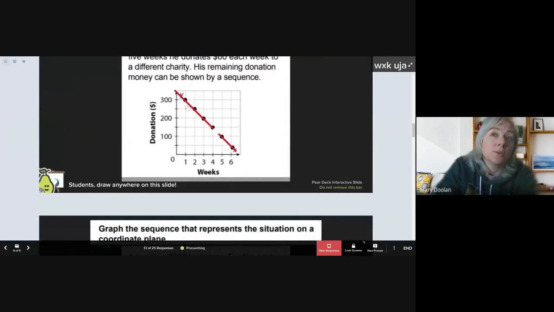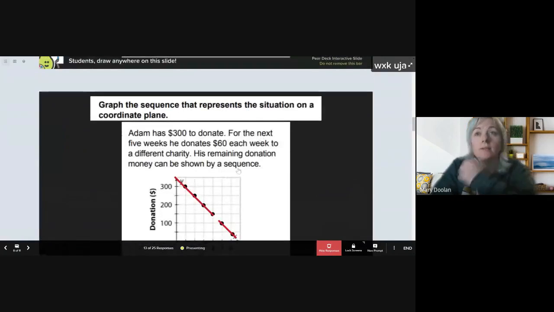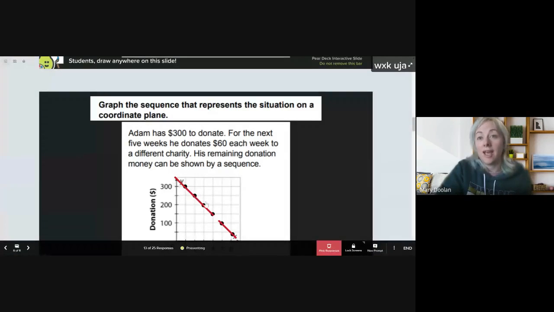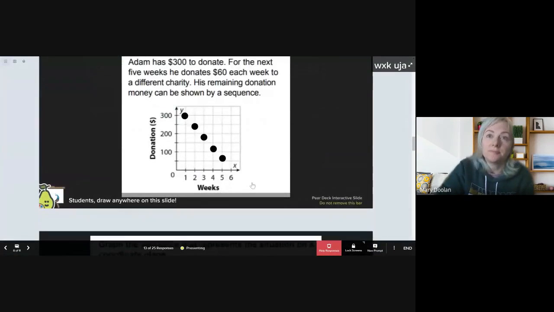So don't connect it with the line. And the reason is that in between the times, he's not donating money at a consistent rate. It's not like it's 12 o'clock, here's $1, and then it's 1 o'clock, here's $1, it's 2 o'clock, here's $1. He's waiting and doing $60 on the week. So we're not going to have a line connecting the dots.